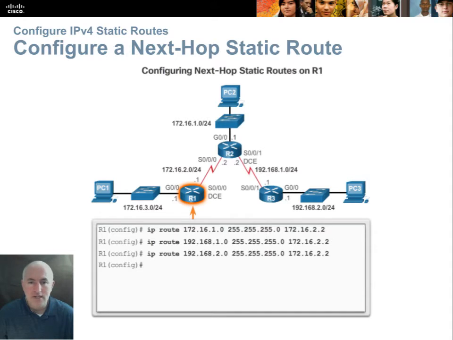So router 1 doesn't have to worry about the serial link between router 1 and router 2. That's already directly connected, and also PC1 is directly connected. So we use the ip route command, then we use the network ID for the destination. So the first one is 172.16.1.0. Then we use the mask of that destination, and then we tell it what next hop address. In this case, it's the serial 0/0/0 interface on router 2.